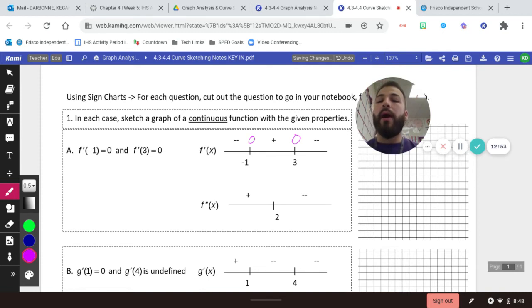Okay, and then I'm telling you here on the sign chart, on f prime, we're going negative, positive, negative. So that would mean on f, I would be decreasing, increasing, and decreasing. And then on f double prime, we're going positive and then negative. So that means on f double prime, I would be concave up and then concave down.